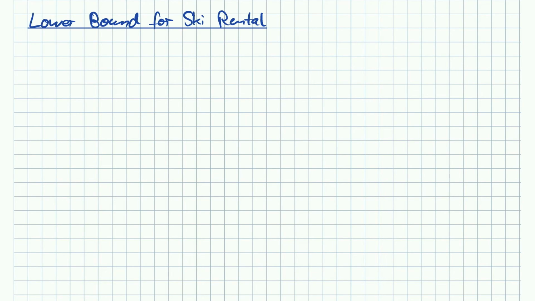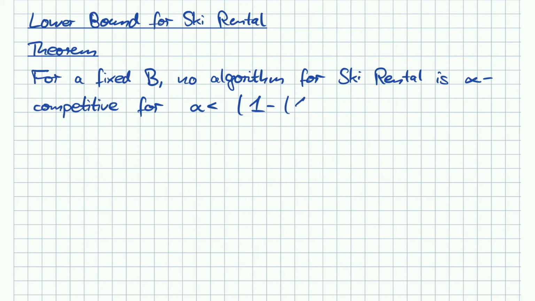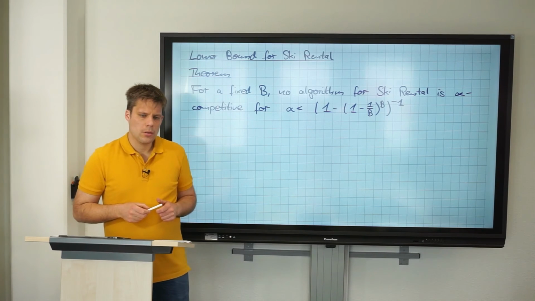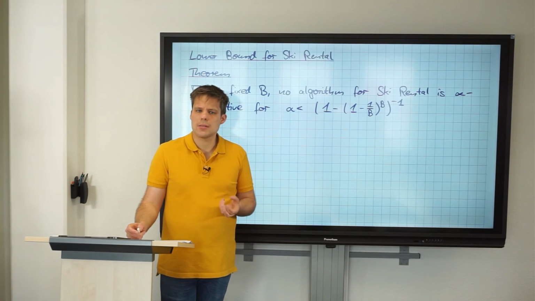So what's the theorem that we want to show? We want to show that for a fixed B, no algorithm for ski rental is alpha competitive for alpha being strictly smaller than (1 − (1 − 1/B)^B)^(−1). This is exactly the term that we derived also as the positive result.